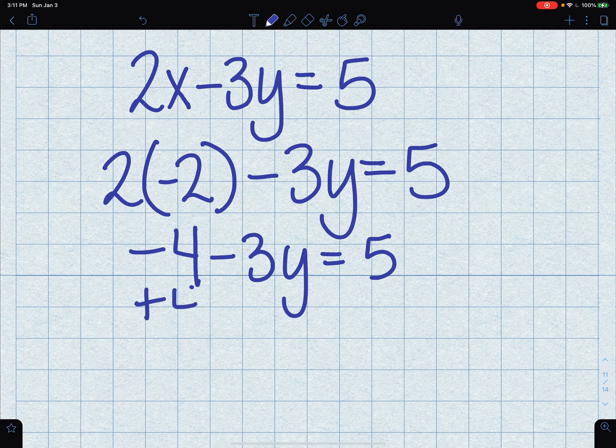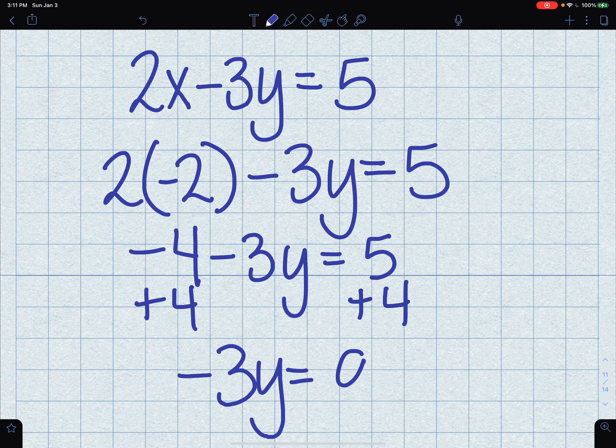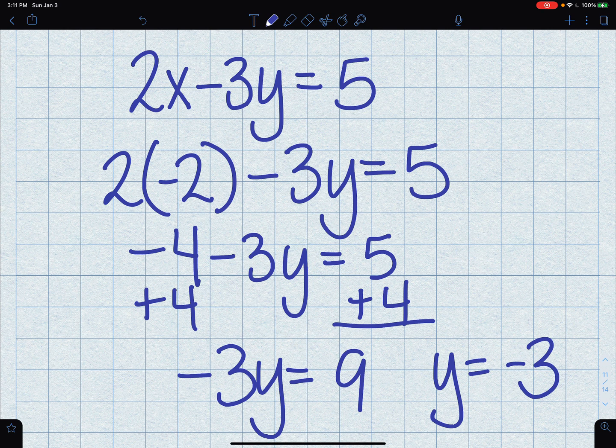Let's add 4 to both sides. We get negative 3y equals 9, and then y is equal to negative 3. So my ordered pair is going to be negative 2, negative 3. Easy peasy, that's the answer.